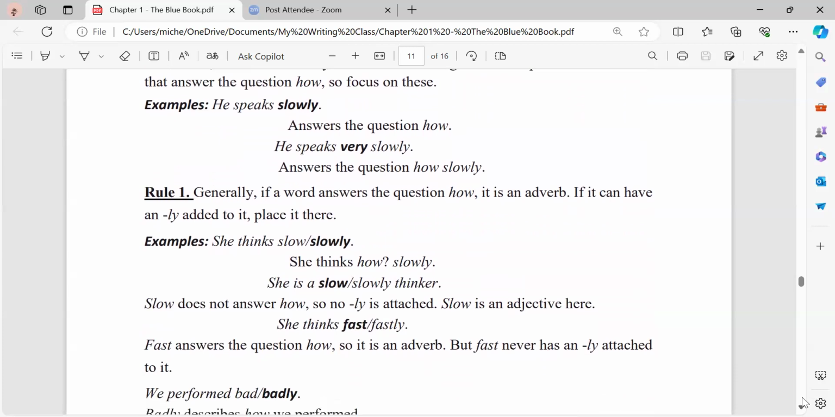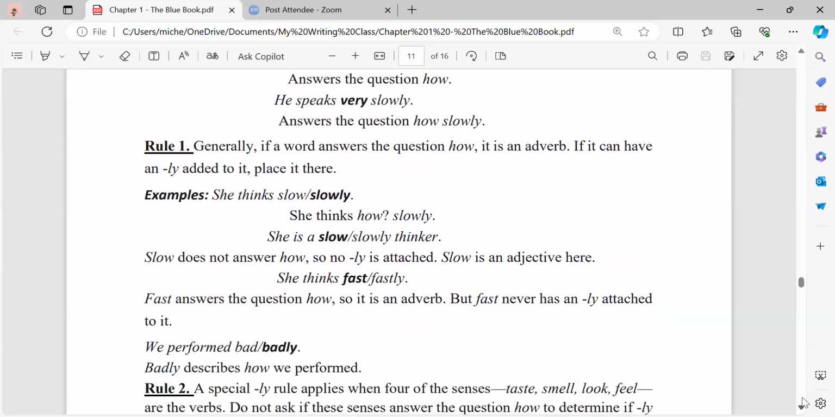So okay, here's rule number one. If a word answers the question how, it is an adverb, and we can add ly to the end. For example, she thinks slow or she thinks slowly.